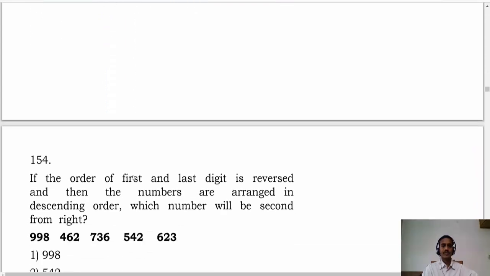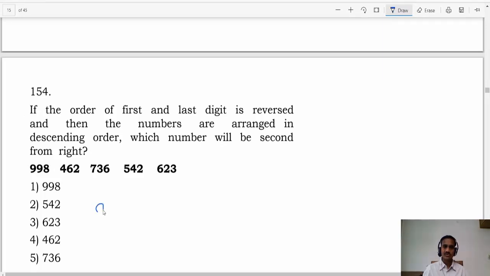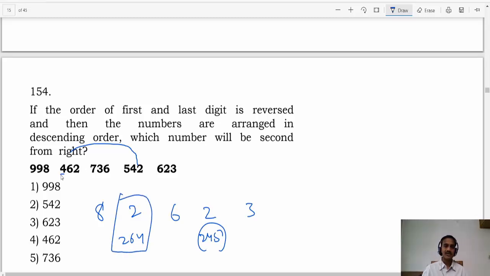Next one. Now the order of the first and the last digits is reversed. First to last interchange. Then the numbers are arranged in descending order. Which number will be second from the right? Second from the right in descending order means second least number. The second least, with first and third interchanged. And this is 8. If 8 first place lo kuchindi. Ikkademo 2 vastundi. Ikkademo 6 vachindi. Ikkademo 2 vachindi. Ikkademo 3 vachindi. మనకి లీస్ట్ ఈ రెండు నెంబర్లలో లీస్ట్ అవుతుంది. ఇదేమో 264 అయింది, ఇదేమో 245 అయింది. ఇది లీస్ట్ నెంబర్, ఇదేమో సెకండ్ లీస్ట్ నెంబర్. ఈ సెకండ్ లీస్ట్ నెంబర్ ఎక్కడి నుంచి వచ్చింది 462. Choice 4 is the answer for 154.